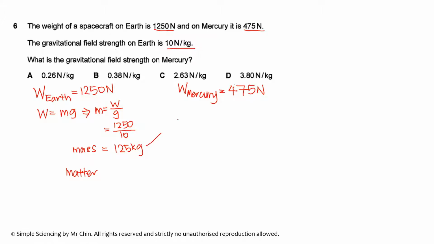So transpose this information to Mercury. Because the mass will not change, you can find the gravitational field strength to be W over m, weight over the mass. Okay, so the weight of the object on Mercury is 475 Newton. Divide by the mass of 125, you'll get an answer of 3.8 Newton per kg. Okay, so the answer is D.